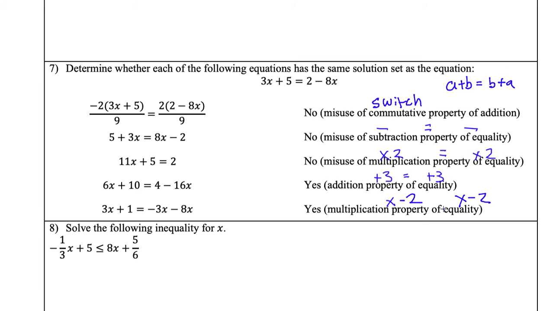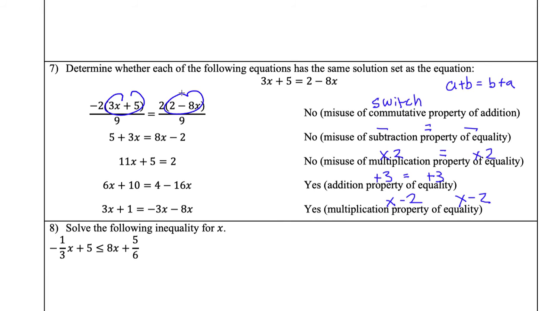All right, so let's match these. So here's our original equation: 3x plus 5 equals 2 minus 8x. And you can see that it's very similar in each of these. I have a 3x plus 5, a 2 minus 8x. What is the difference in that first one, though? What did they do to it?